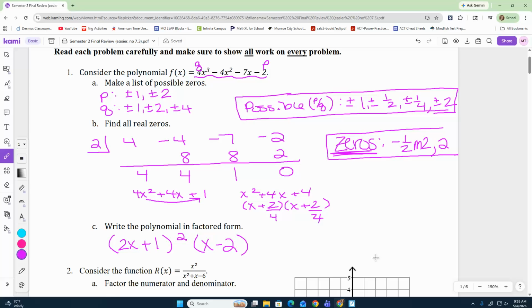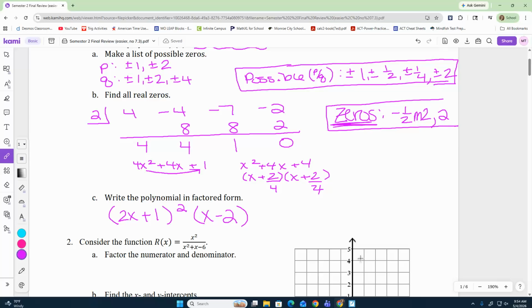Right, so make sure you can go through that whole process. The p's, q's, possible zeros, plug them in, find one that works, synthetic division. At the end, the zeros are the numbers, the factored form has the x's multiplied together.